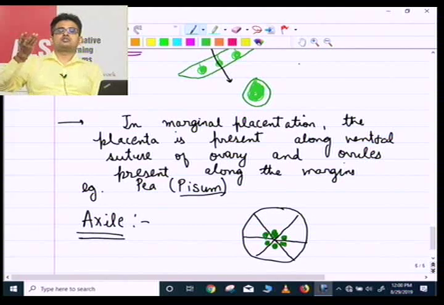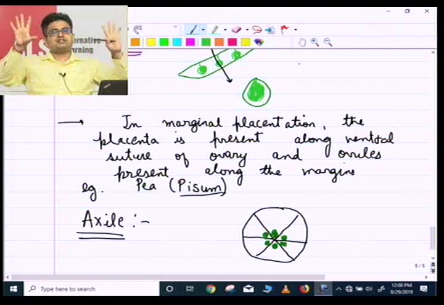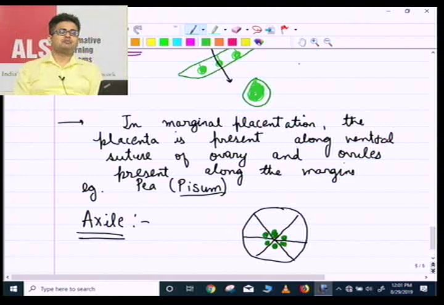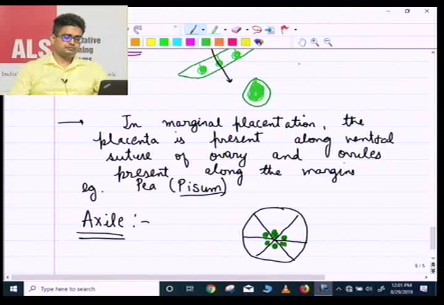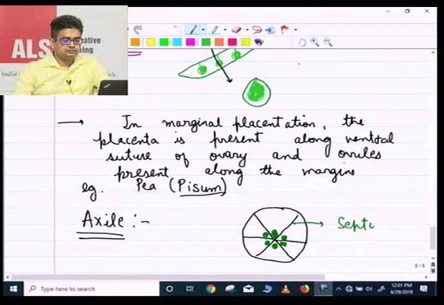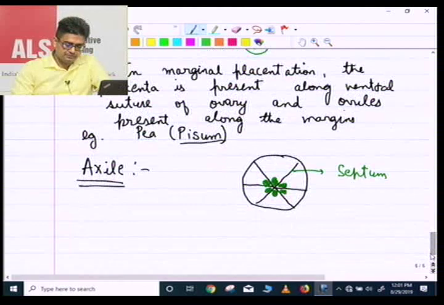And where do you see this condition? Please try to see the example of lemon. You cut a lemon and you see 6 chambers inside. Everybody remembers where the seeds are inside the lemon. When you cut a lemon, you will find seeds in the center. And all the chambers are separated by septum. This is the septum. This is the septum. And the seeds are present in the center. So what will you write about axile placentation?